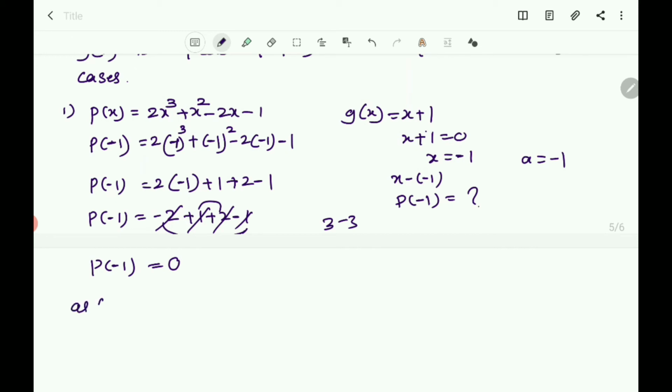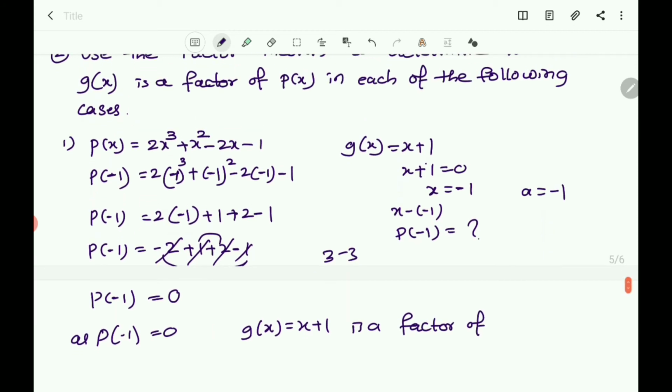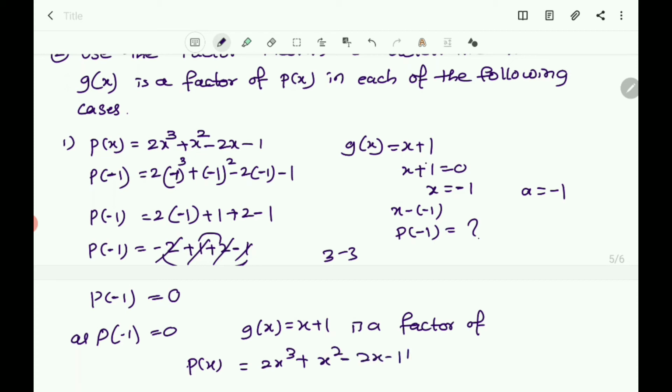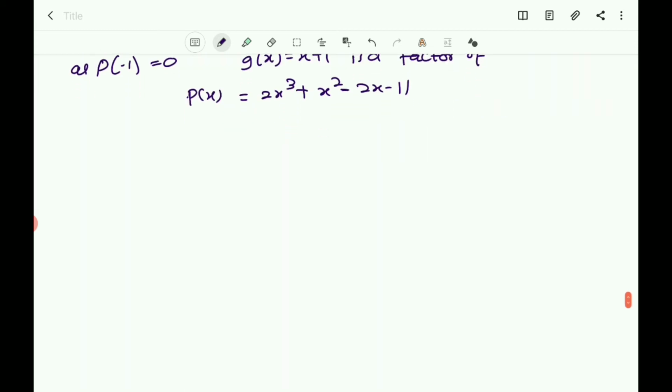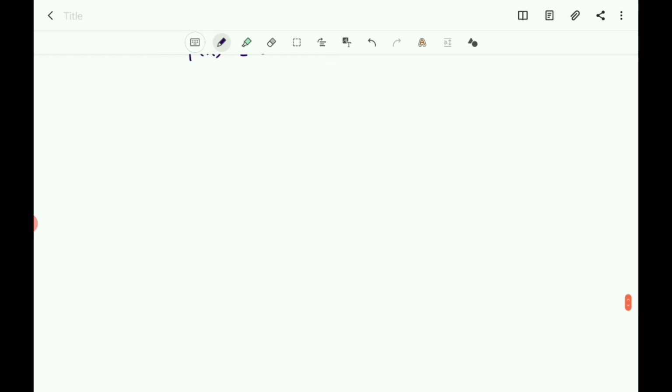As p of minus 1 is equals to 0, g of x equals x plus 1 is a factor of p of x equals 2x cube plus x square minus 2x minus 1. That is according to the factor theorem. Here we used the factor theorem. Now you take the second one. What is the second one?